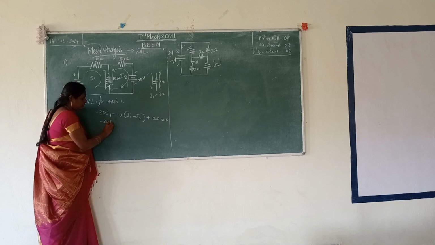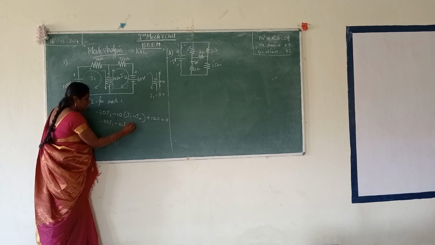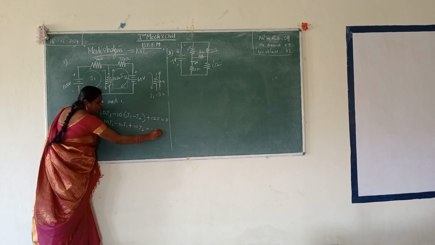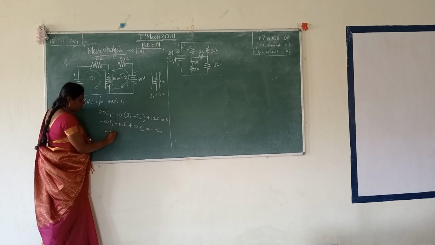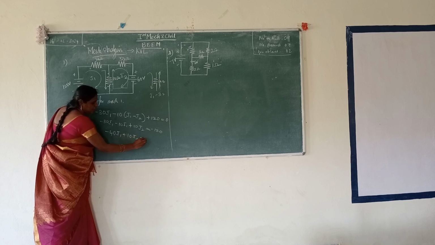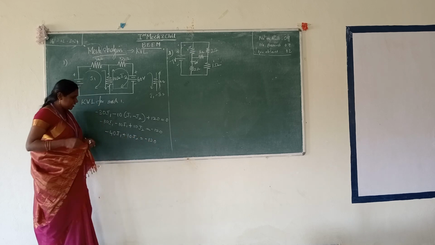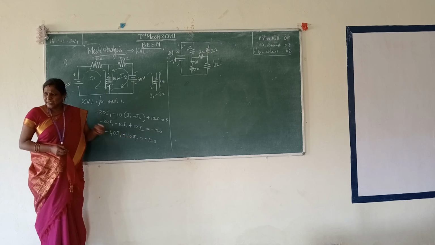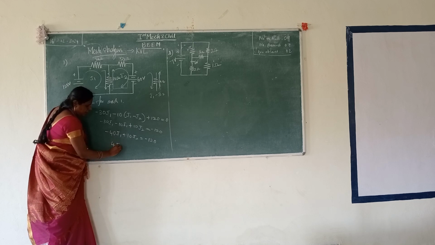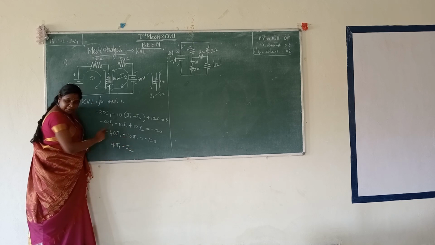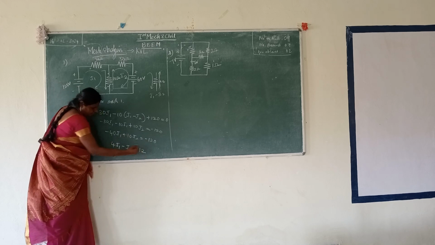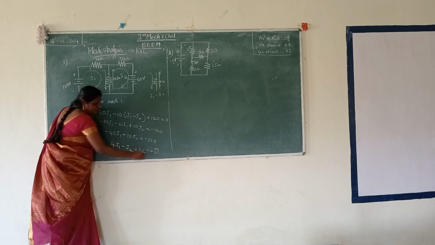Minus 30 into I1, minus 10 into I1 plus 10 into I2 is equal to minus 120. So what is that? Minus 40 I1 plus 10 I2 is equal to minus 120. So I can divide it by 10 and multiply it by minus. If I do both, it will become 4 into I1 minus I2 divided by 10 is 1, then is equal to 12. So this is your equation number 1.